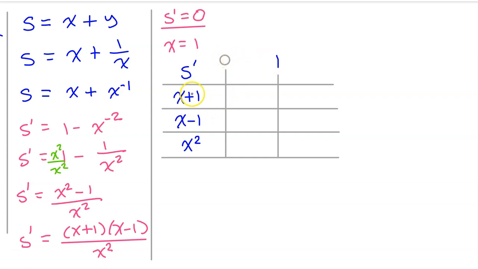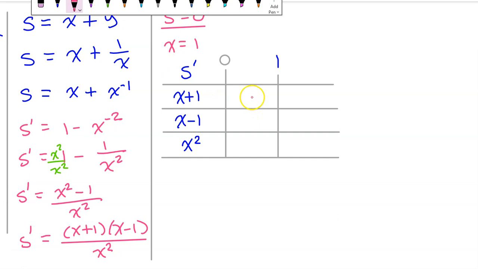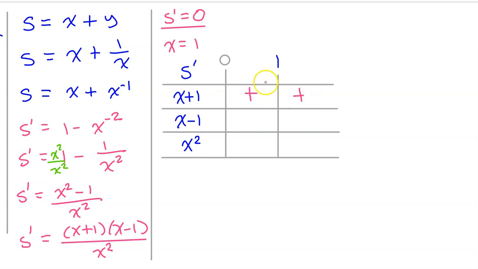Now let's decide whether these factors are positive or negative in each interval. Well, x plus 1 is definitely going to be positive in every interval because we're only dealing with numbers that are greater than 0. So of course, a positive number plus 1 is going to be positive. x minus 1 is going to be negative to the left of 1. For example, if I put in 0.5 right here, 0.5 minus 1 is negative 0.5.